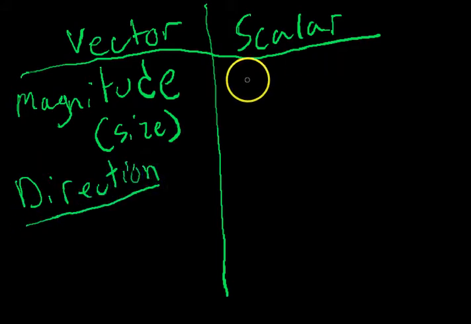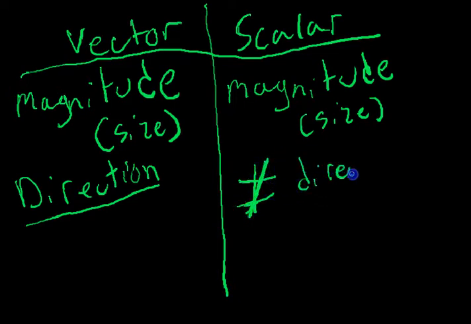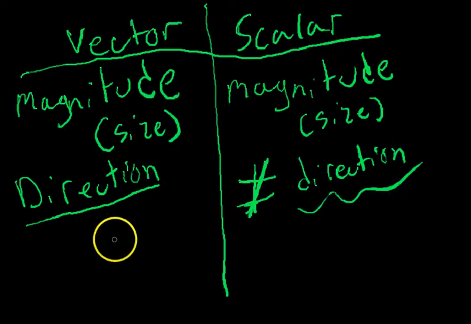Now if we go over here to scalar, we'll see that it has a magnitude. A scalar quantity does have a magnitude or size, but it does not have a direction. It's kind of an equal sign with a slash through it, not equal to direction, okay? No direction, okay? So that's something key. Scalar quantities have no direction.